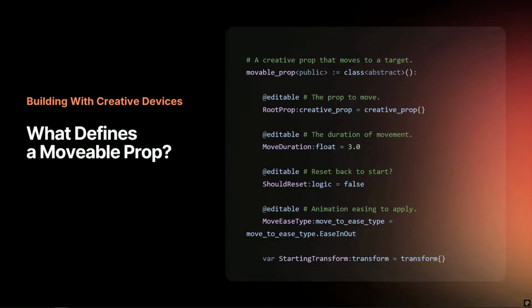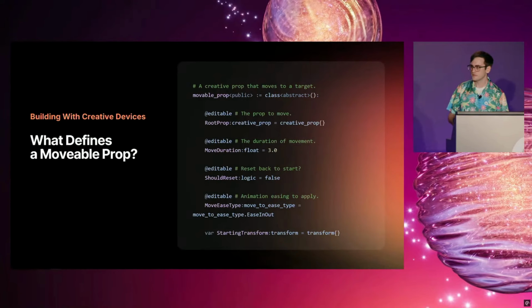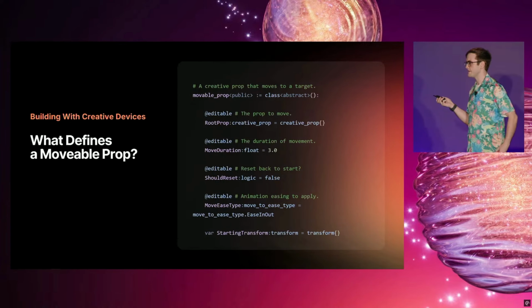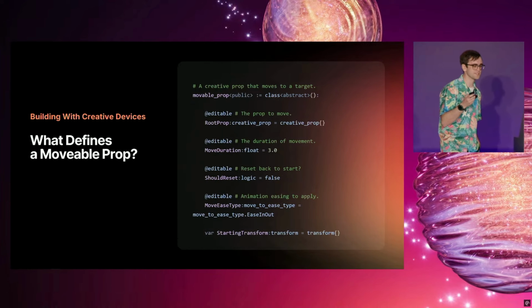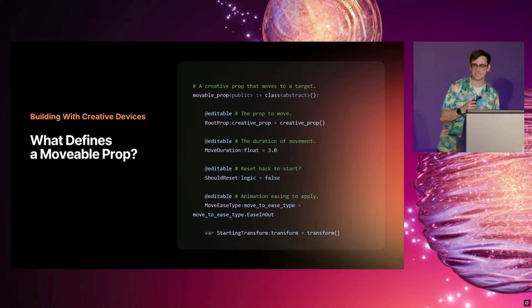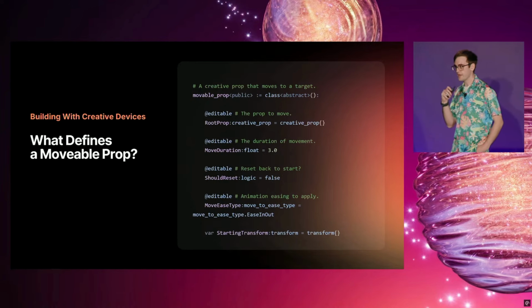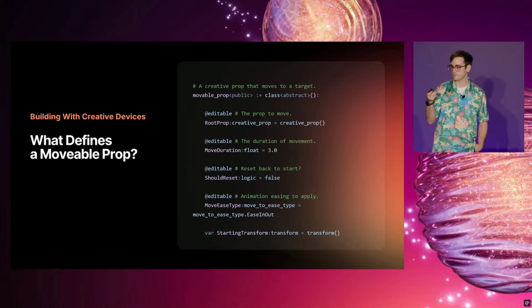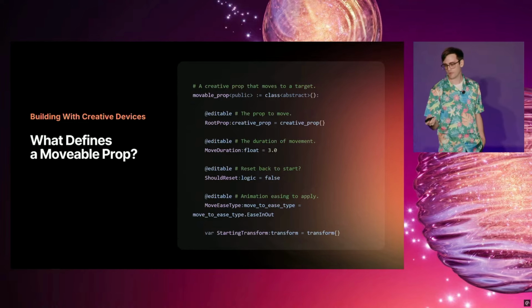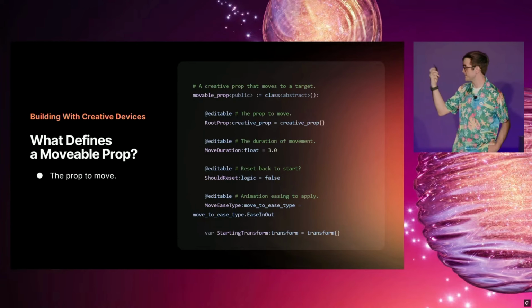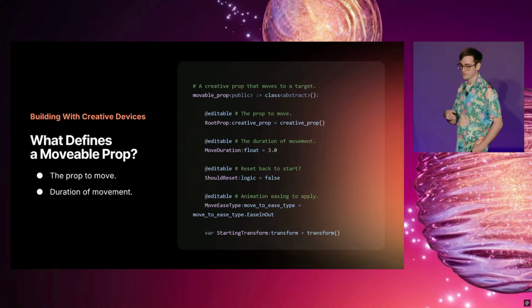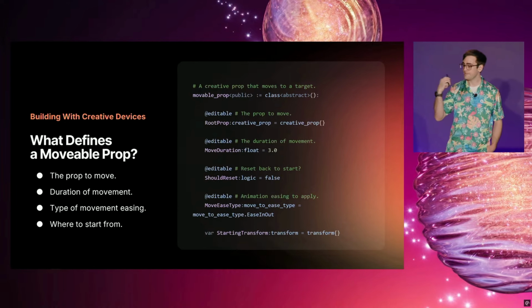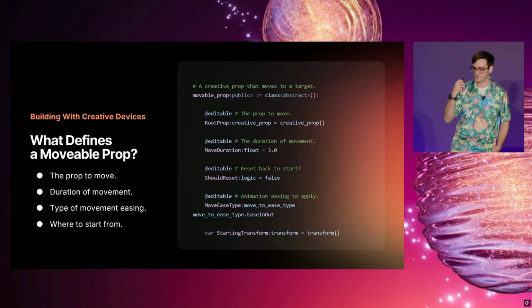So how does this actually look in Verse right now? Before even starting, it's kind of important to think, those platforms I'm moving, how am I doing that? Well, those are creative props, and creative props don't really have any data. They are objects that exist in the world, but they're not something that can run Verse code. So instead, I need to create some sort of movable prop class. It's got the prop to move, a reference to the creative prop in the level, how long it should move for, the type of movement easing, which is that speed up, slow down movement, and then a location to start from and whether it should reset back to the start.